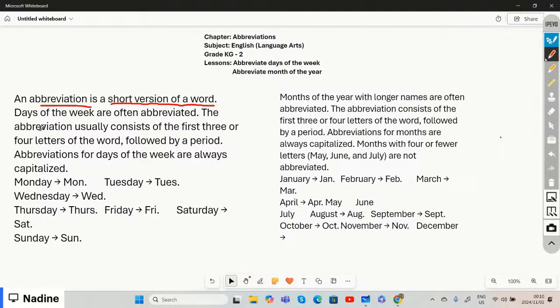So when it comes to days of the week, days of the week are often abbreviated.